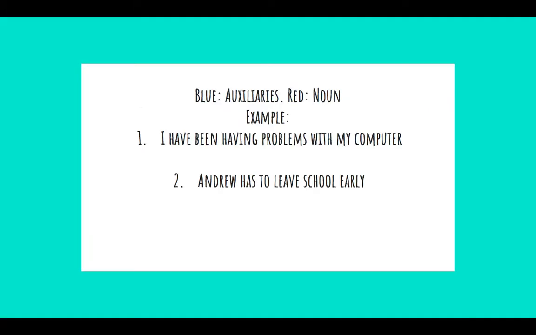So some example sentences. The first one is, I have been having problems with my computer. And the second one is, Andrew has to leave school early. So go ahead and look for the auxiliaries and then the noun, and I'll give you guys a couple seconds to complete that.